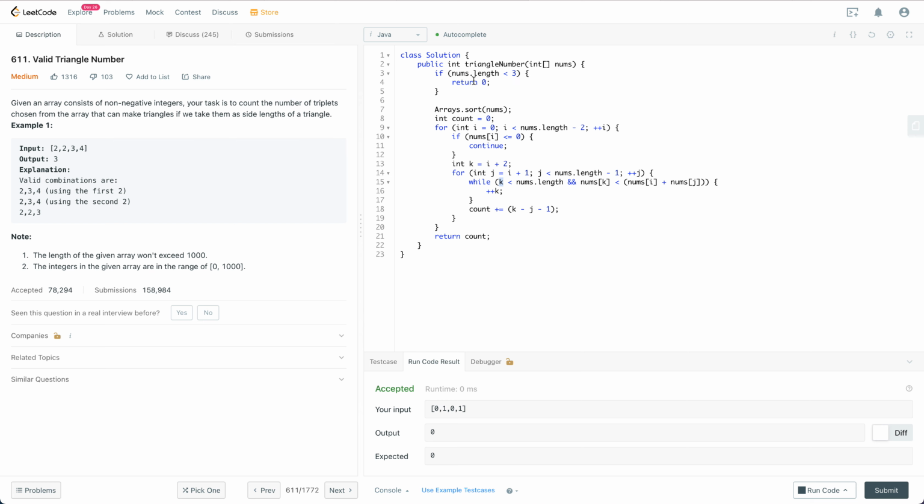Let's go through this piece of code. Essentially, if there are fewer than 3 numbers, we just return 0. Otherwise, we first sort the array from the smallest to the largest in any order. We initialize the count as 0, which is how many ways we can form the triangle. We are going to return this count finally. So we enumerate the first, which is the smallest side. No surprise here. If the first side is smaller than or equal to 0, we just continue. Otherwise, we initialize k as i plus 2. So k is the index of the largest side.